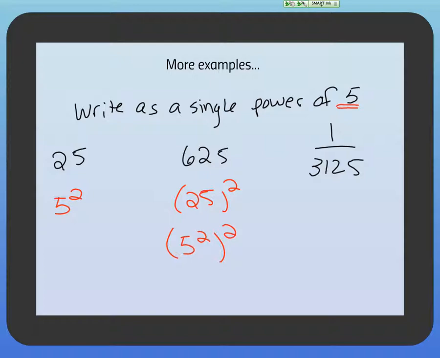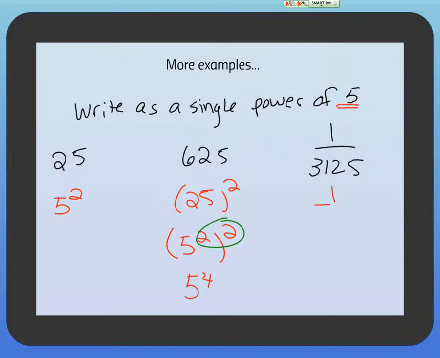And then what do I do with these two then? Power to a power rule. What was that? Multiply them. So I end up with 5 to the 4th power. If you don't have that memorized, that's okay. We can use some other means to get there. I know someone mentioned using their calculators and dividing by 5 or keep timesing by 5, either way, to figure out how many times that would be.